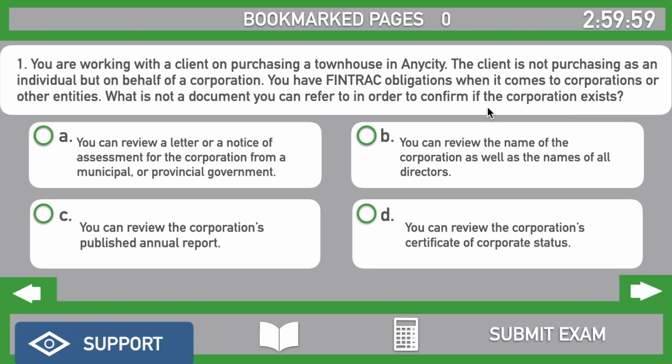Okay, so this is a not question right now. There are 3 answers that are correct, and you and I are looking for that one incorrect answer. A, you can review a letter of notice of assessment for the corporation from a municipal or provincial government. B, you can review the name of the corporation as well as the names of all directors. C, you can review the corporation's published annual report. And D, you can review the corporation's certificate of corporate status.